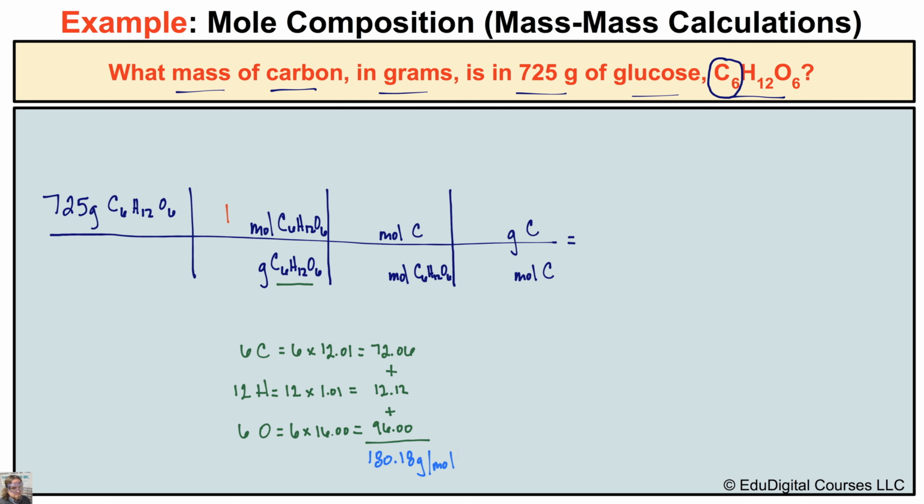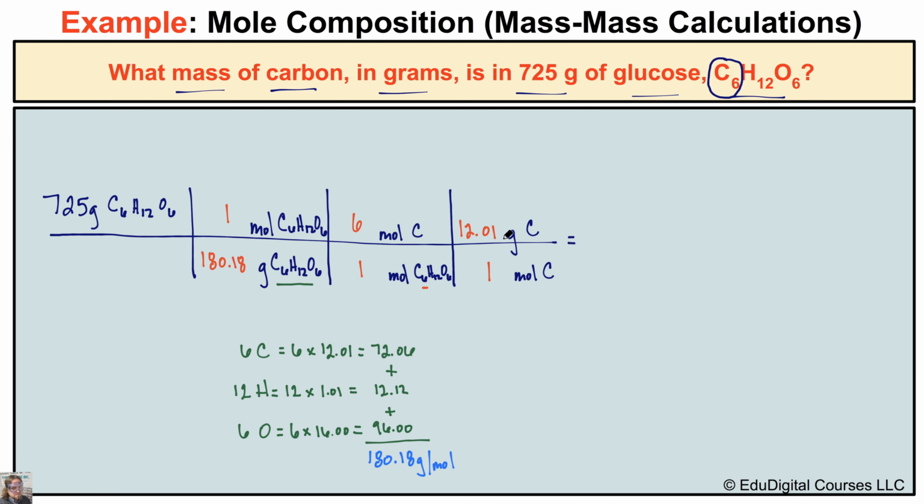So we know that 1 mole of glucose is 180.18 grams. What about right here? Well, let's take a look. If we look at this molecule glucose, C6H12O6, 1 mole of this entire molecule contains 6 moles of carbon. Now, what's going to go in these spaces? Well, we know from the periodic table of elements that 1 mole of carbon is 12.01 grams of carbon.